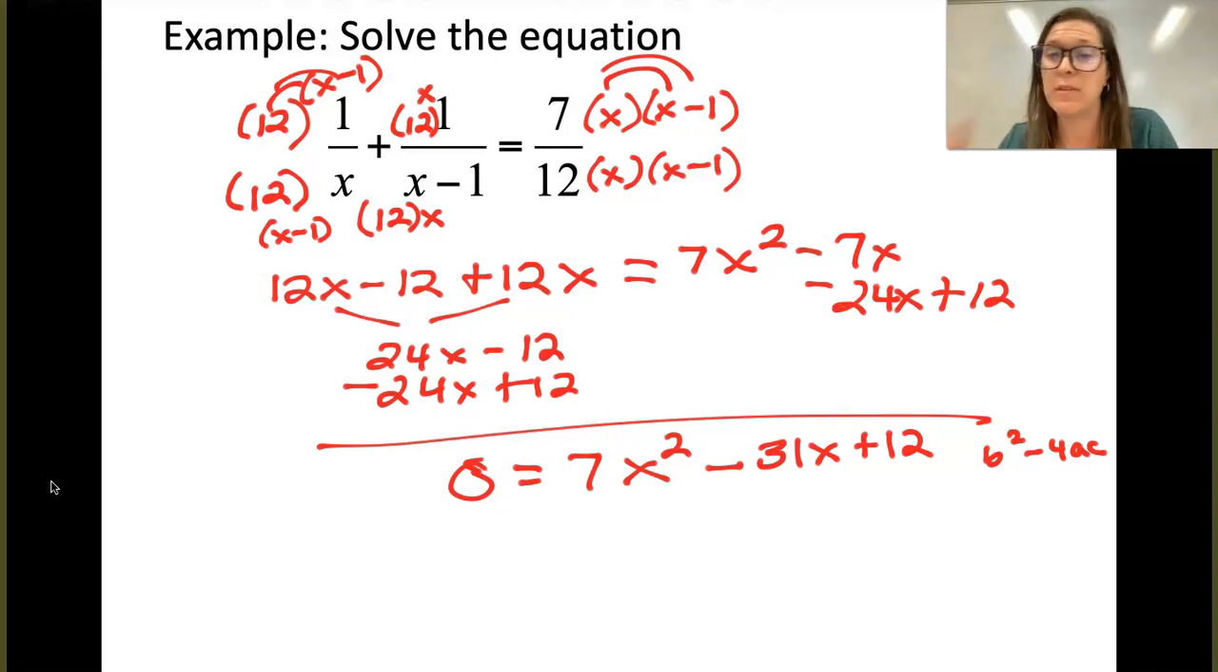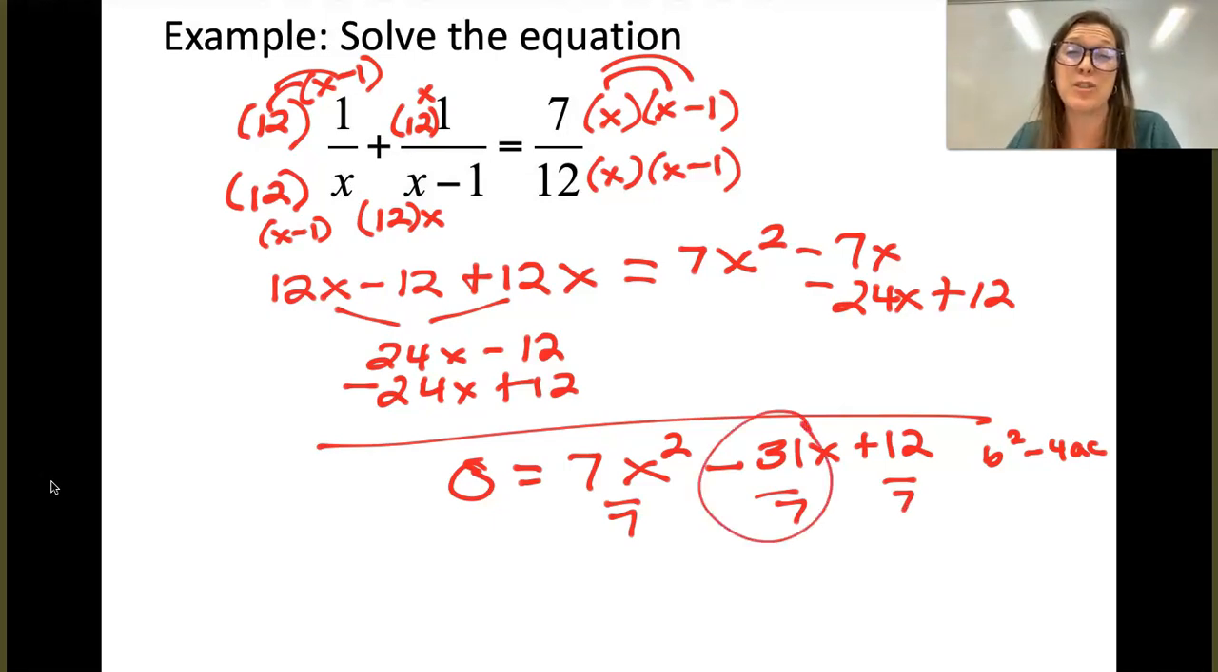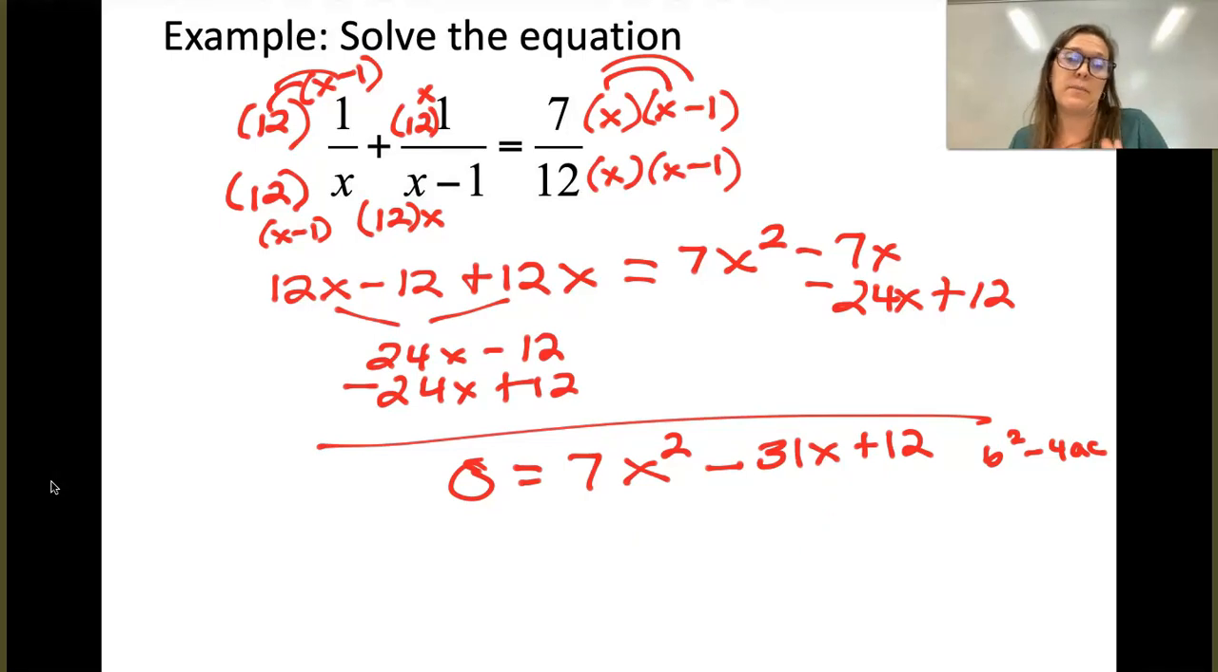Completing the square would be really rough because I would have to divide everything by 7, which is going to get me some funky fractions. And then I would have to take negative 31/7 and divide that by 2. Yep, let's not even go there. Quadratic formula would not be terrible. That might be what your first instinct would be. So we can do it both ways. Since it is factorable, let's see if we can remember how to do that.